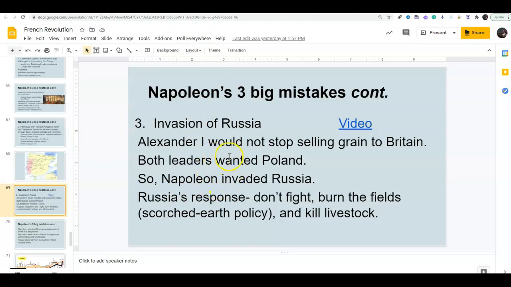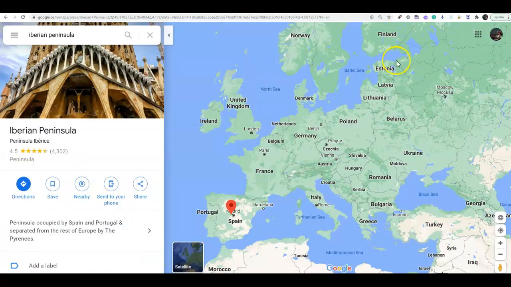Russia's response, Alexander the First, doesn't fight him. So imagine you have an army on the western and southern border of Russia, and you don't fight France. You just march back toward Moscow. And as the Russian troops are marching back toward Moscow, they burn all the crops and they kill all the livestock. What that does is not allow the French troops to have anything to eat, and eventually they're going to freeze because we're coming upon the winter months.